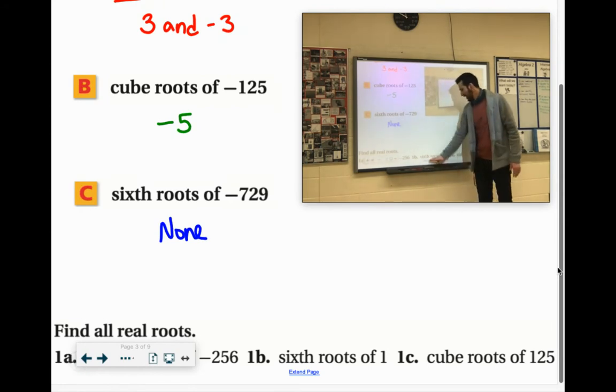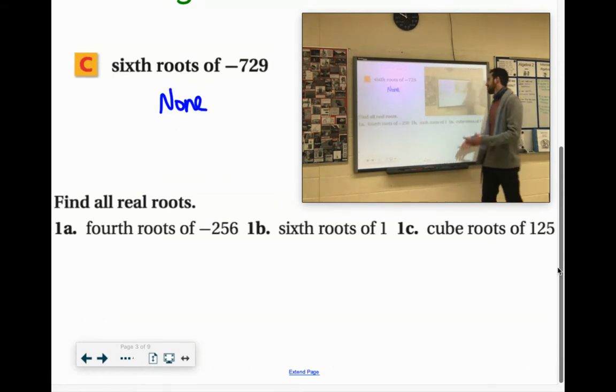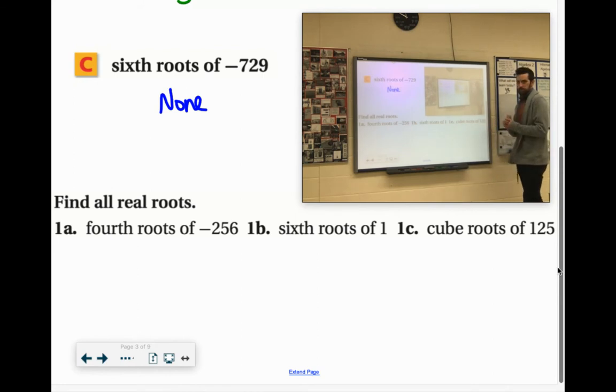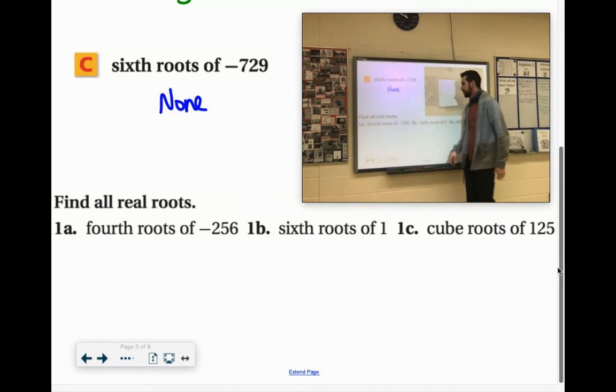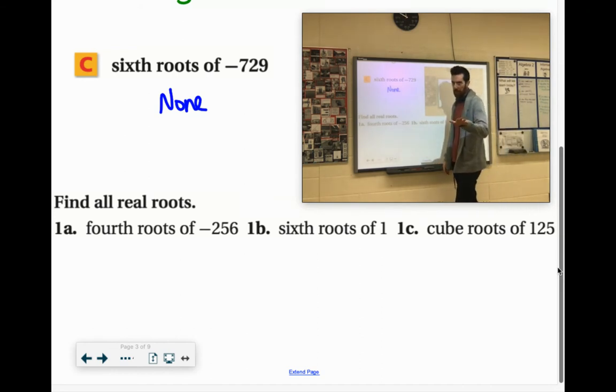All right, now, real quick, I'd like you guys to try out these ones. 4th root of -256, 6th roots of 1, and the cube root of 125. So pause here, try it.